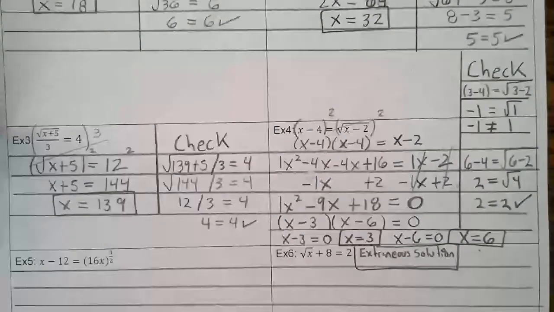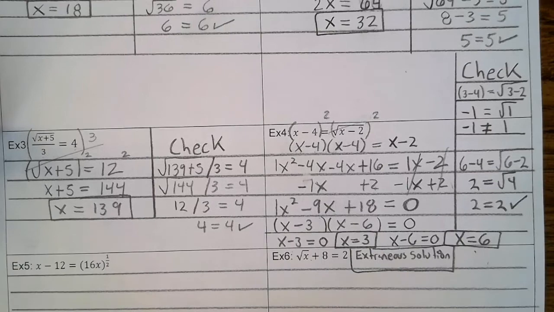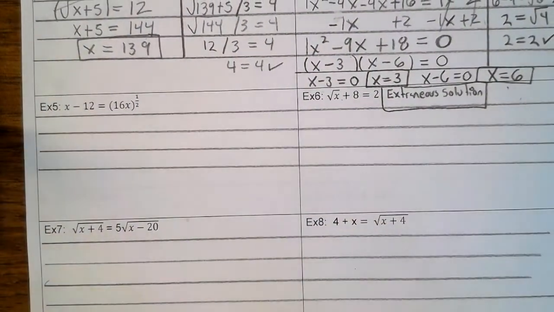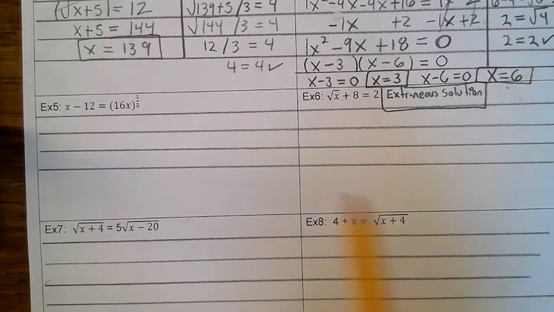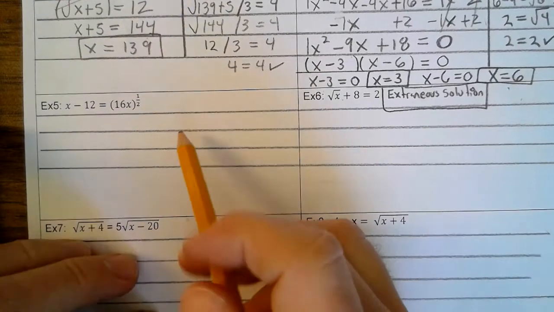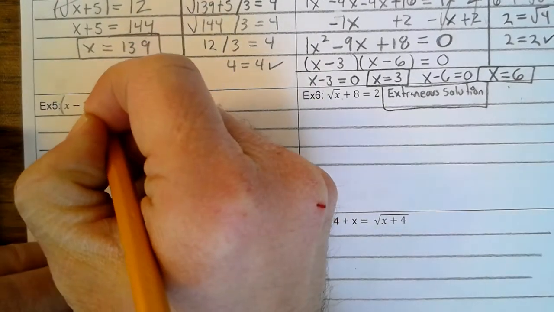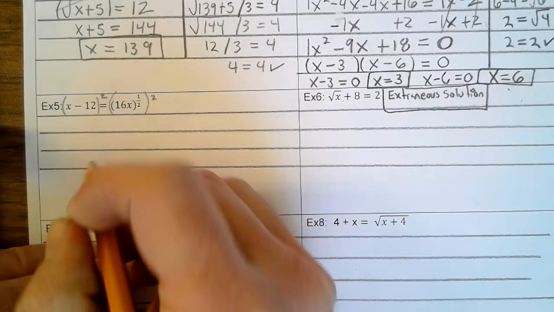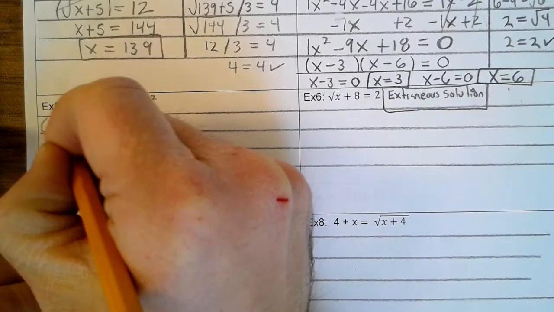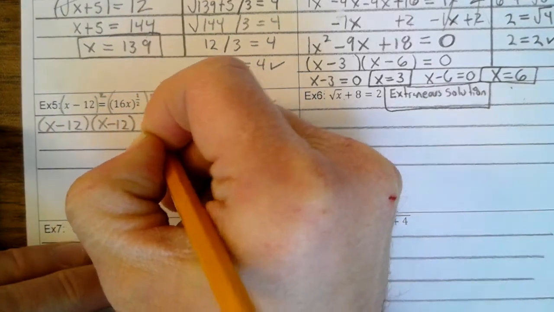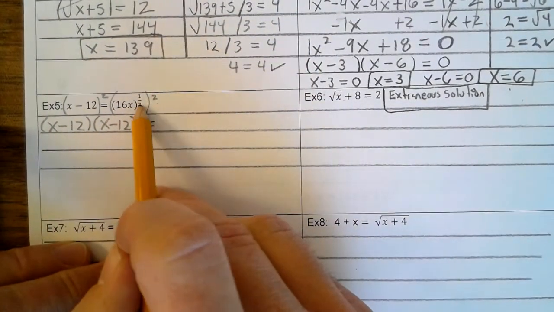All right, let's look at example 5. All right, so it looks like the square root is isolated. So now we raise both sides to the power of 2. So that becomes the power of 2, power of 2. So that's x minus 12 times x minus 12 equals, now these multiply, so 1/2 times 2 is 1. This just becomes the power of 1, so that's just 16x.